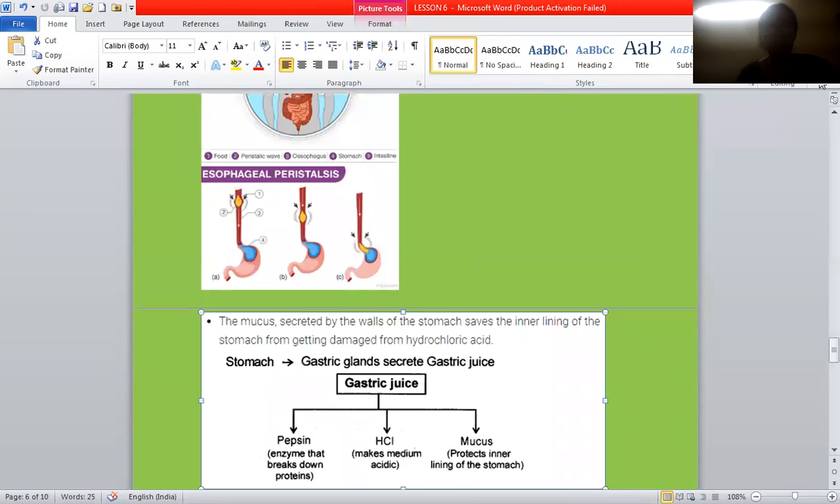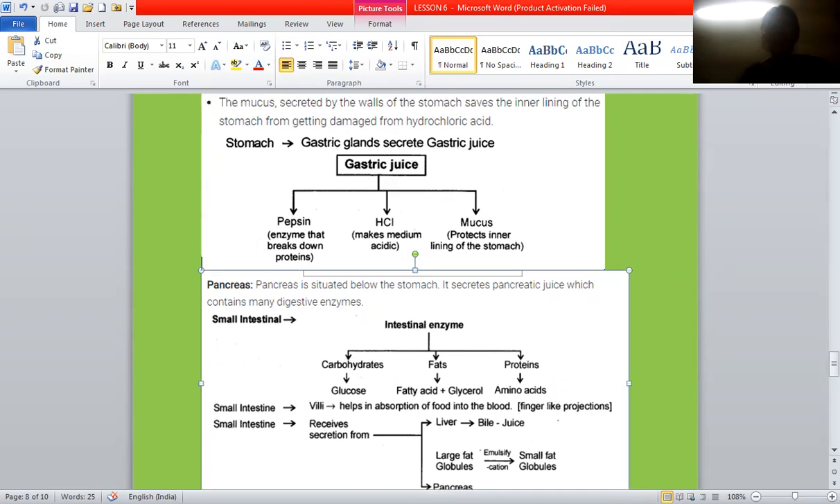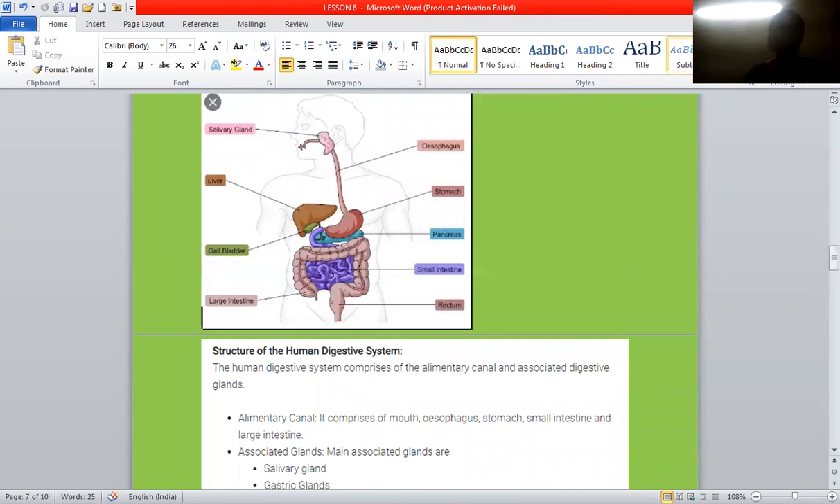intestine. From the stomach, food enters small intestine. Small intestine is the longest part of the alimentary canal which lies extensively in the abdomen. The name is small intestine, but it is the largest part of the alimentary canal. This is the small intestine, a highly coiled structure, extensively coiled, lies in the abdomen.